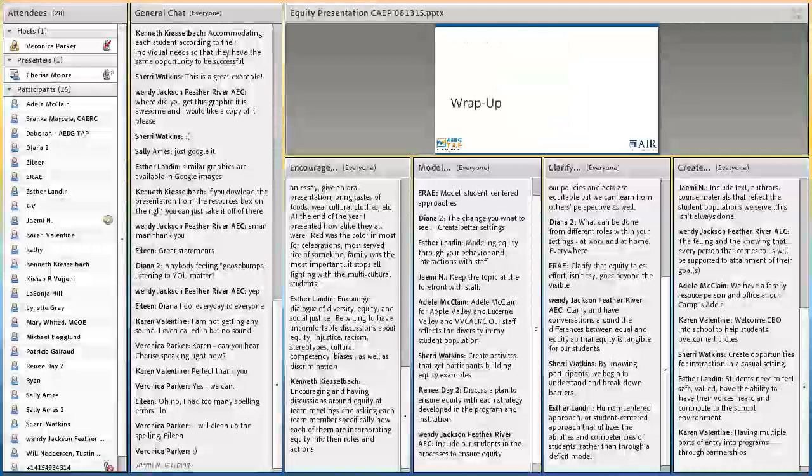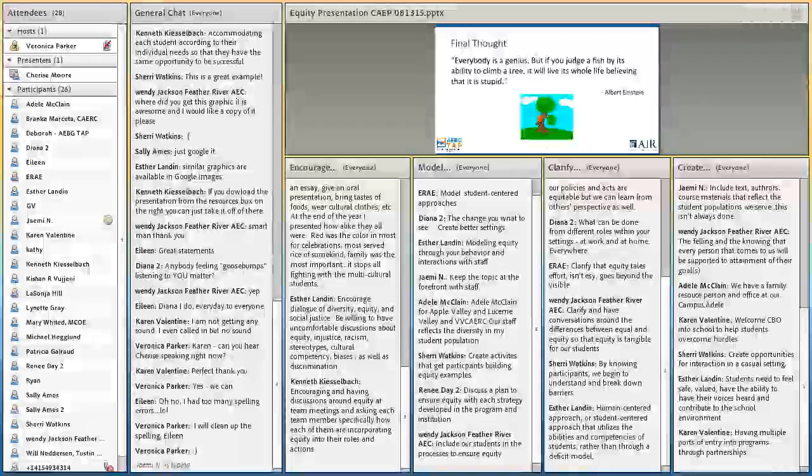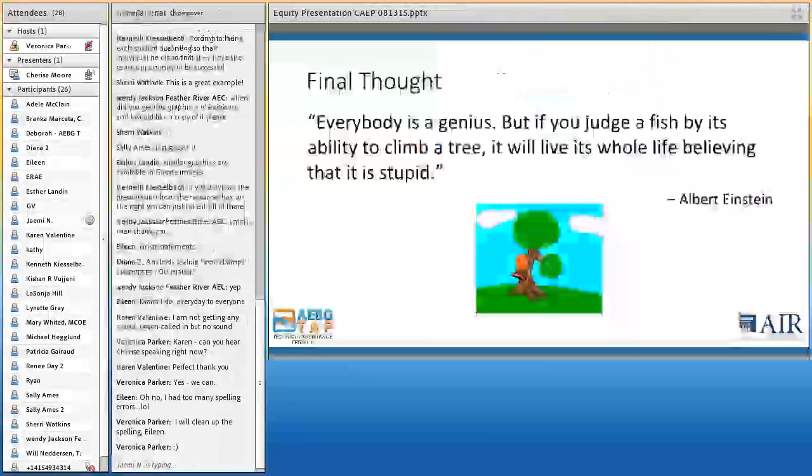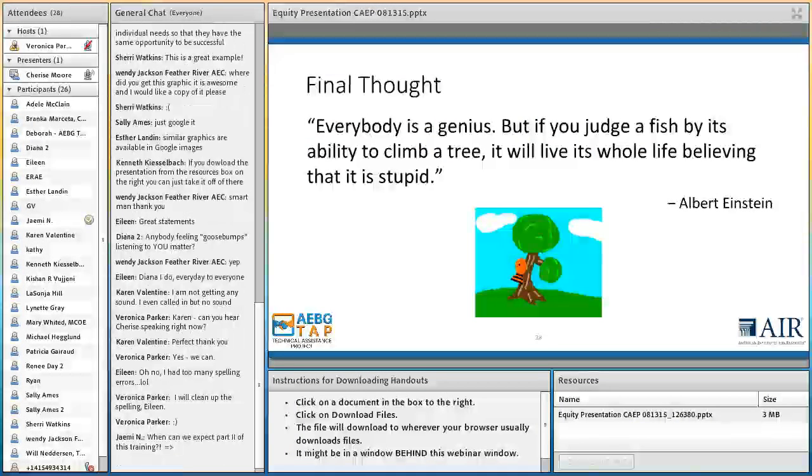As we start to wrap up and wanting to honor your time, I want to share one final thought with you. This one is from Einstein, and it says, everybody is a genius. Everybody is a genius. But if you judge a fish by its ability to climb a tree, it will live its whole life believing that it's stupid.